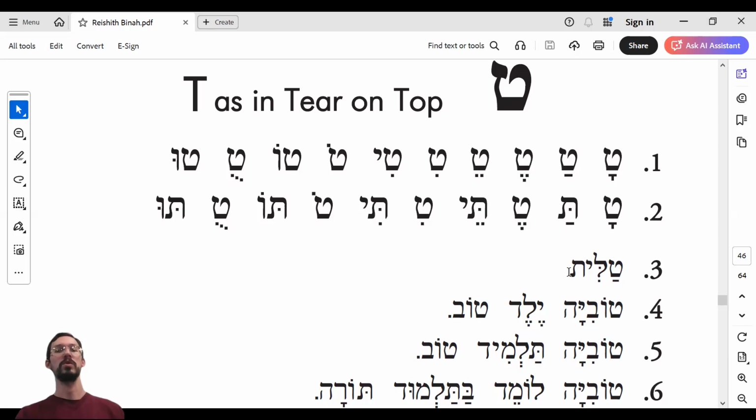And this word, who knows this word? That's right. Okay. Let's start reading. Friends, let's start with you, 4 and 5, perhaps. Tovia, Tovia. Okay, Tovia, yeled, Tovia, talmid. Good reading. So, what does it mean?